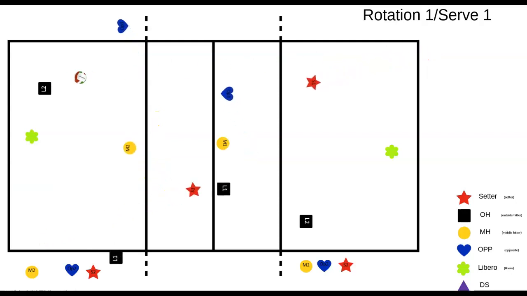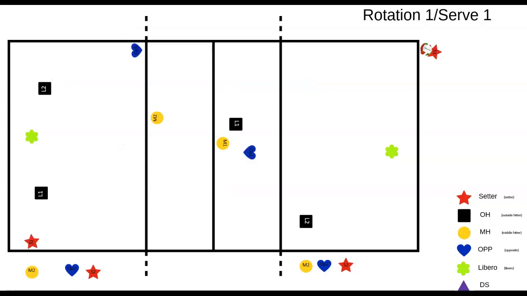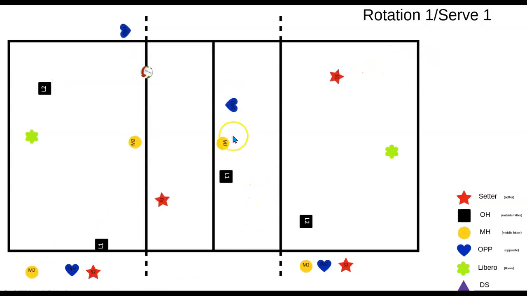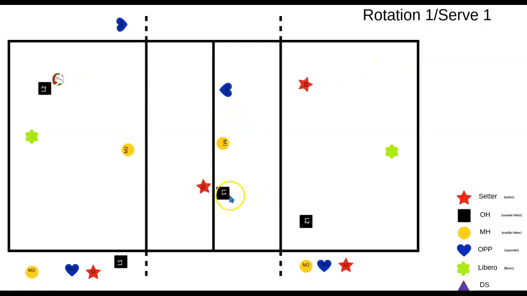Serve comes over, movement happens, right? So again, let's watch what that looks like. On our serve side, we have our left and our opposite switching. We have our setter coming into base.